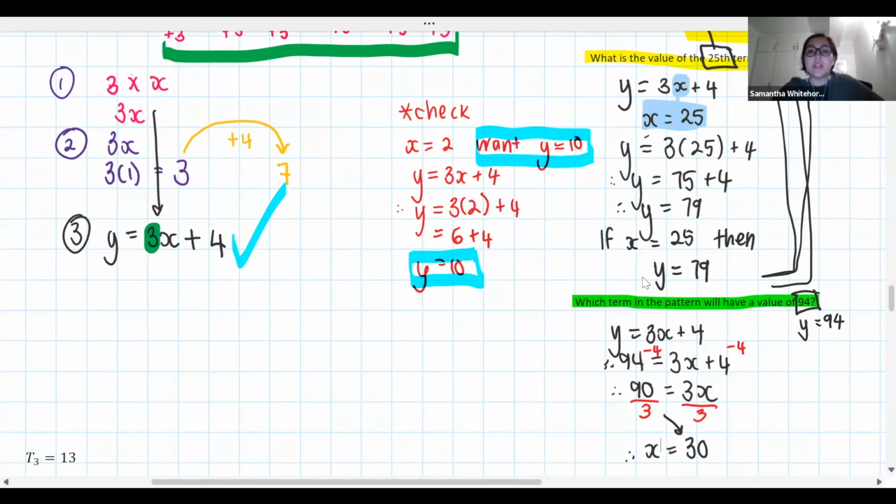Okay, so we can use this rule to pretty much either work out a specific term or to work out which position a term that I give you is in. So being able to find these rules, very, very important.